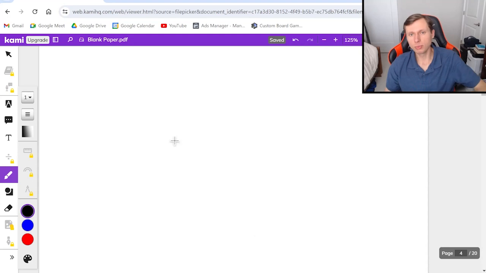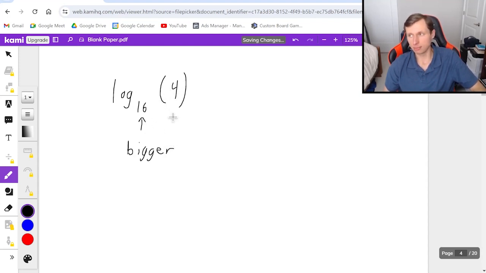And now there's only one more type of logarithm we need to be familiar with, and that is one that looks like this, log base 16 of 4. You'll notice that this number is bigger this time. Whenever your base is bigger than your, I think this is called the argument, but you don't have to know that, then that means your answer is going to be a fraction. In this case, the answer is 1/2.